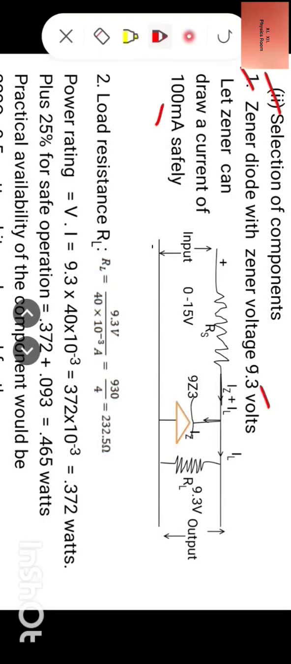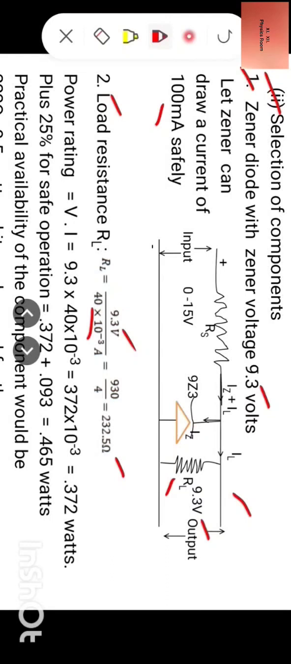Now this is the circuit diagram which we are to arrange. Now let us calculate first the value of load resistance RL. How we calculate the value of RL? Using Ohm's law, RL is equal to V by I. So V here required is 9.3 volt and load current is 40 into 10 raised to power minus 3 amperes. Therefore, it comes out to be 930 by 4, which is equal to 232.5 ohm.